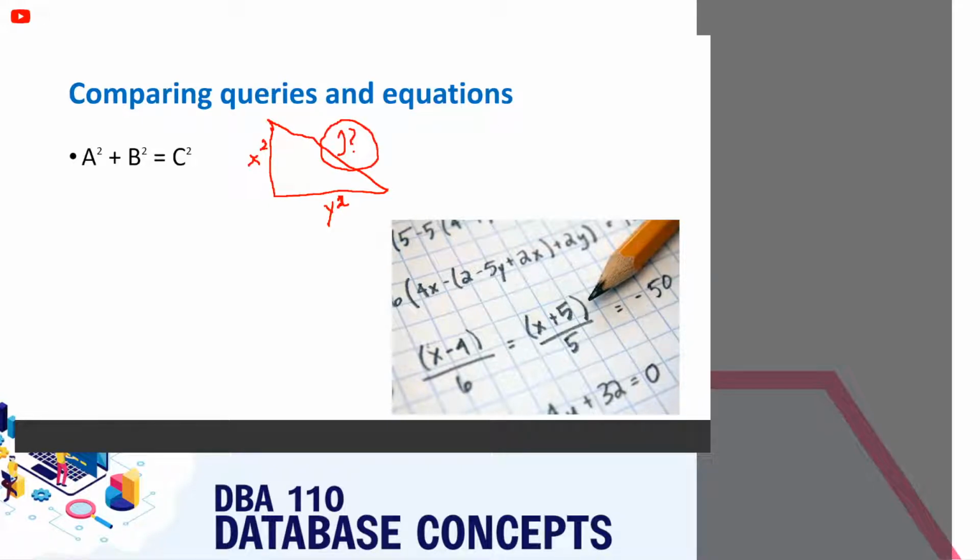So all we really want here is this bit of information. We've got some data, we've got some raw values. We could say x equals 3 and y equals 4.